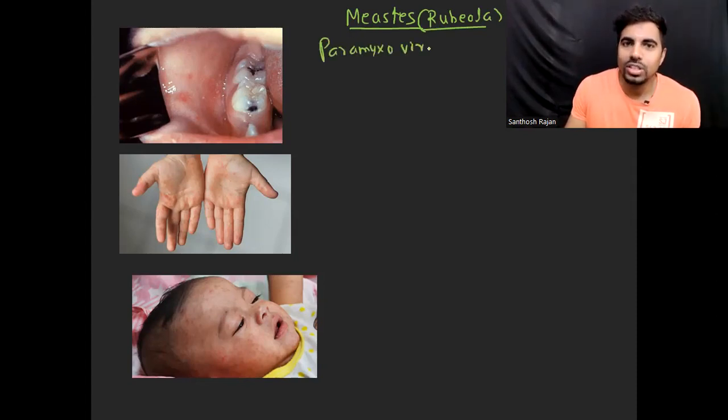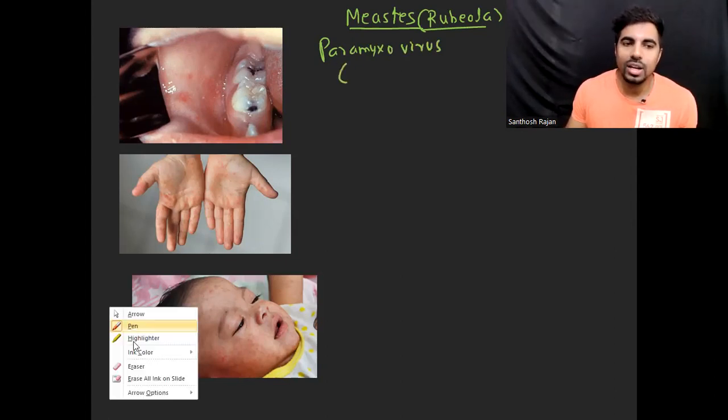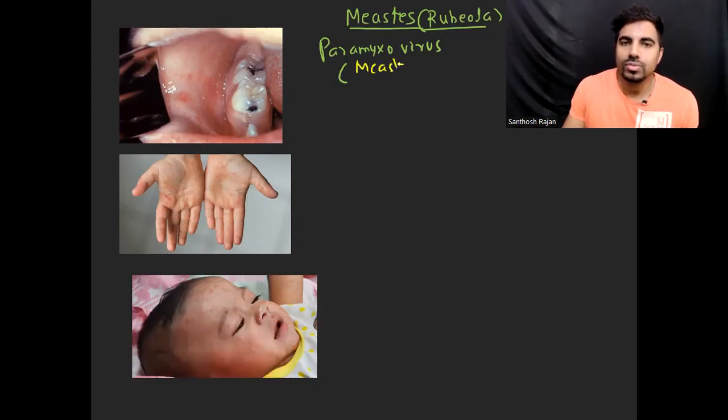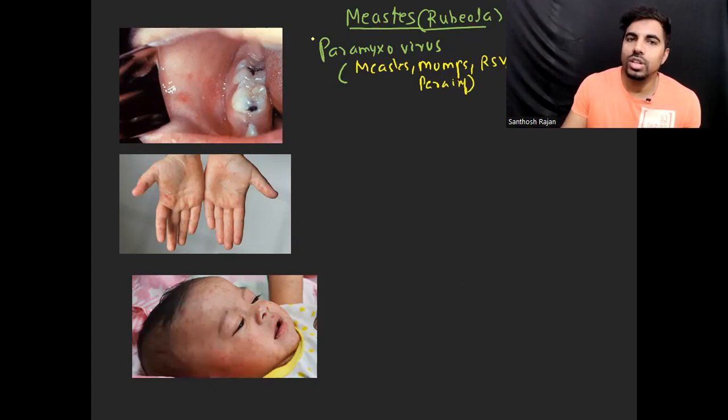Paramyxovirus group. Under paramyxovirus, you have to remember which important viruses come here. I'm going to change the color now. What are the paramyxoviruses? Measles will come. Mumps will come. And then respiratory syncytial virus and parainfluenza are important viruses here, but not which one? Not rubella. Rubella will not come here.